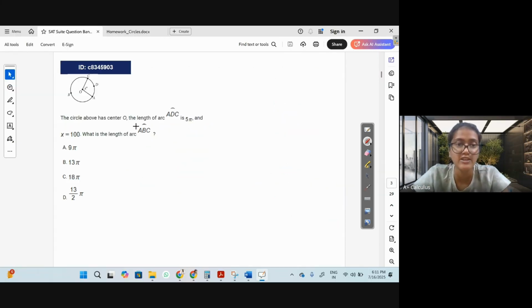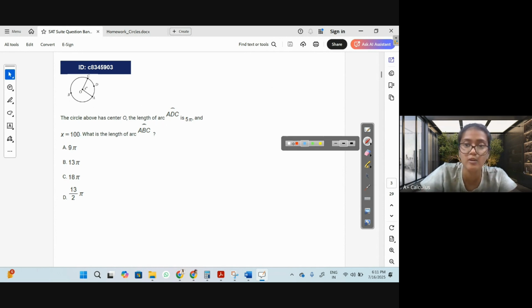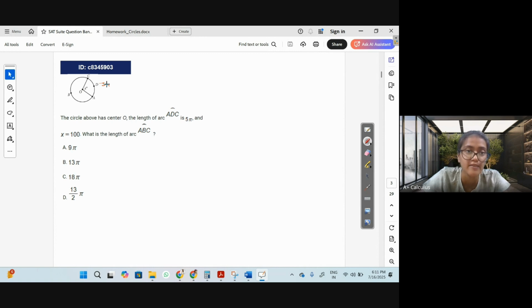The circle above has center O. The length of arc ADC is 5 pi, and X is equal to 100. X is this angle. What is the length of arc ABC? We have to find the length of this arc ABC.